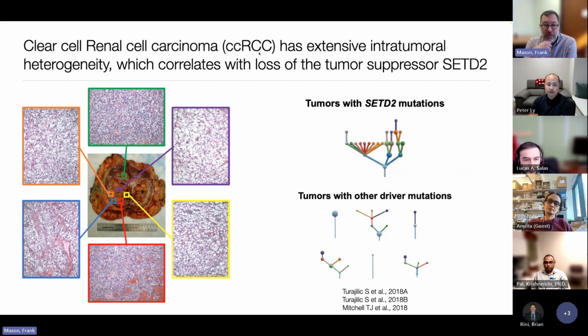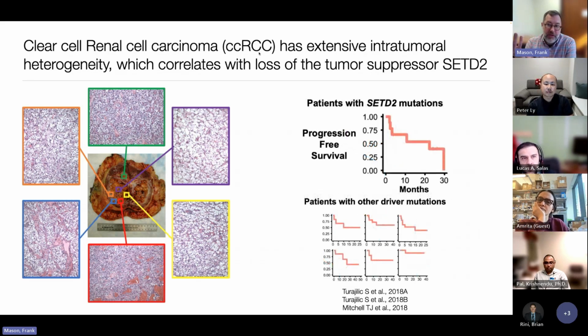And so what we've been trying to do over the last few years is try to understand how loss of SETD2 can promote this subclonal heterogeneity, because patients with SETD2 mutations tend to have worse progression-free survival than patients with other driver mutations. And we think that might be linked to mechanisms that promote this subclonal heterogeneity.